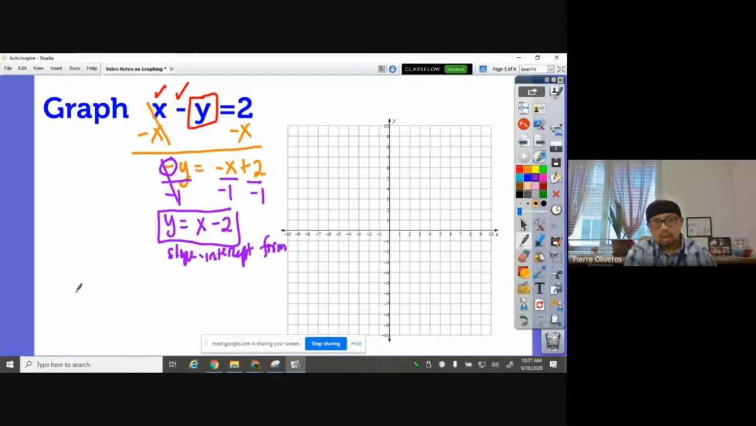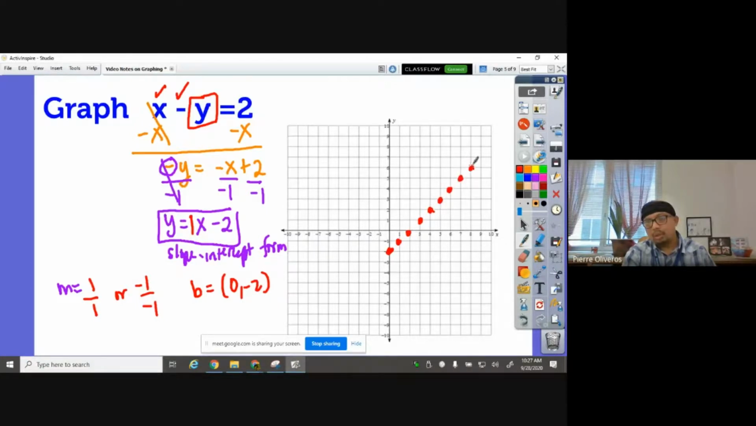So in this case, your slope here is the number beside x, which is 1. So that's 1 over 1, or you can say that it's negative 1 over negative 1. And the b there is (0, negative 2). So we start at negative 2 here. So we go up 1 over 1, up 1, right 1, up 1, right 1, up 1, right 1. If you notice, even if I keep going there, I will still make a straight line.